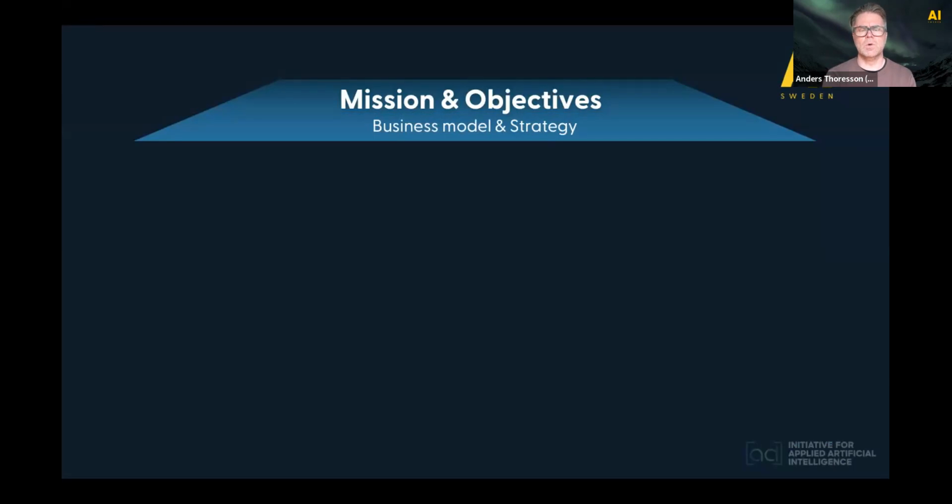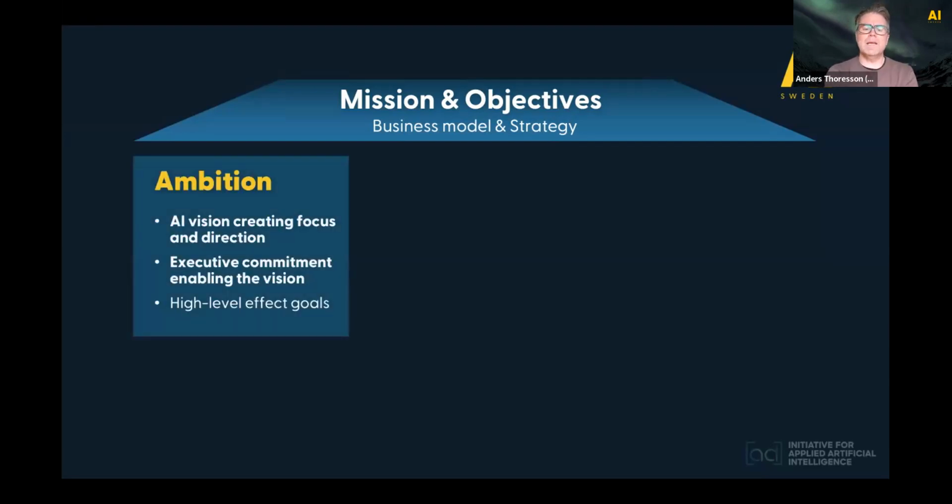Where do you want to use AI, and what are the vision and mission for how we should apply it? Based on that, you have the ambition on how good you want to be at using AI, and what are the high-level effect goals that you are looking to create with the use of AI.